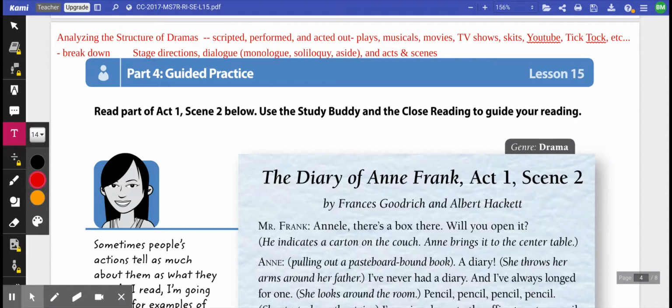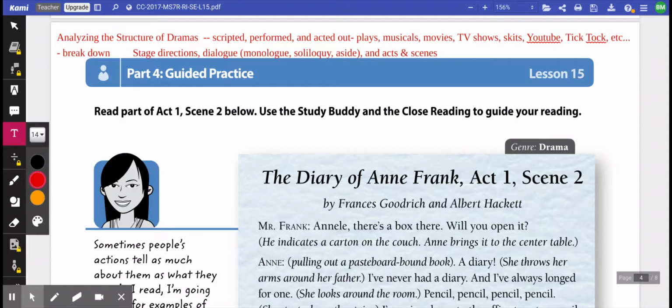Okay. And when I say drama, I mean anything that is scripted, performed, and acted out. That includes plays, musicals, movies, TV shows, skits, YouTube, TikTok, podcasts. You can even add to this anything that's got a script that's meant to be read from and acted out.